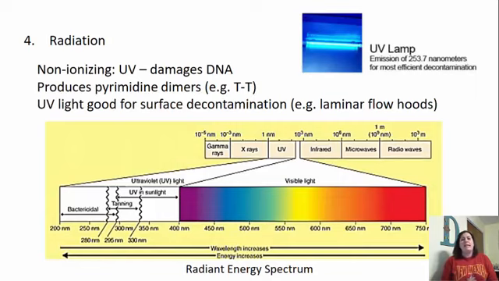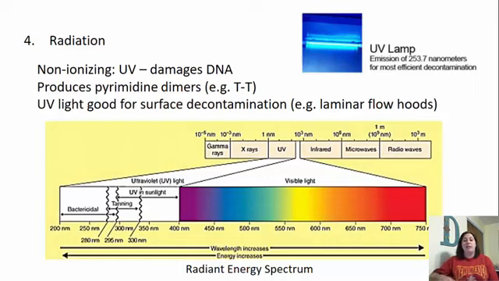The non-ionizing would be more like the UV lamps. They're there to damage the DNA. They produce a pyrimidine dimer, where if there is a thymine next to a thymine in the DNA strand, it causes them to pair with each other instead of pairing with A like they're supposed to. The UV light is good for surface decontamination. This is one reason why UV radiation potentially causes skin cancer for us too, because it does damage our DNA.